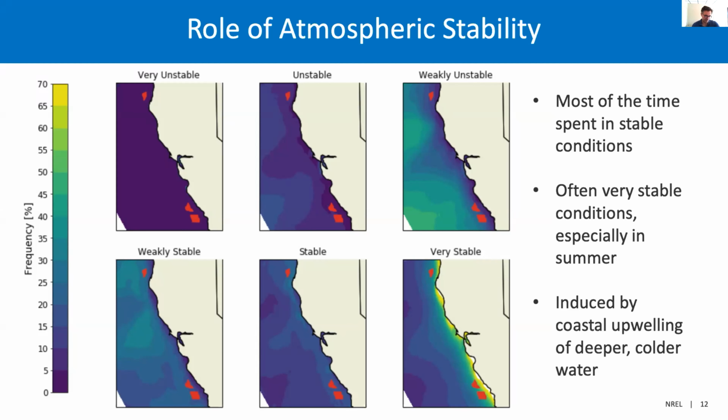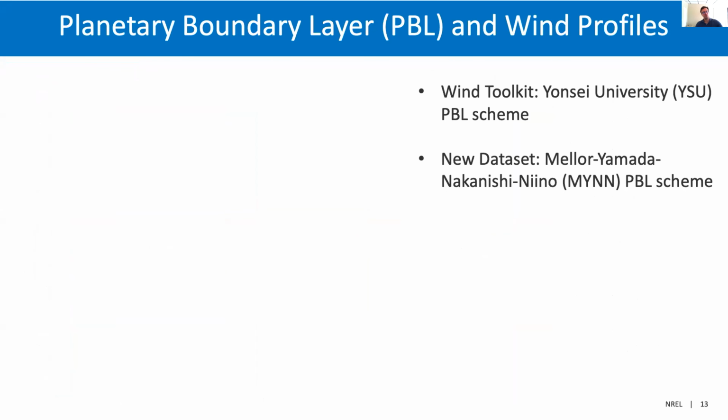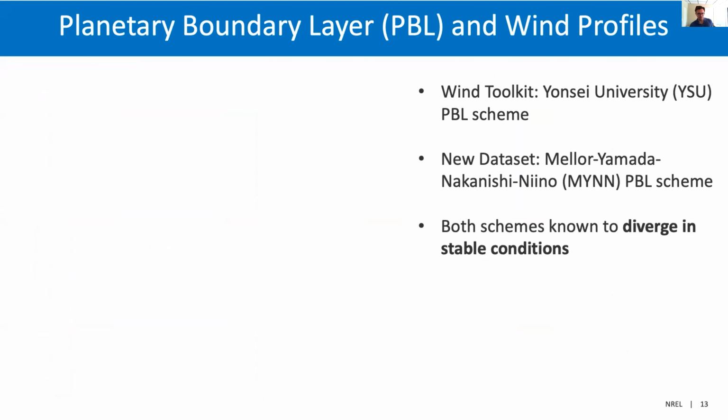So how WRF models that ends up being critical in explaining the difference between the wind toolkit and the new data set. I'm specifically looking at the planetary boundary layer, or PBL, schemes in WRF and how they account for wind profiles. I'm going to gloss over a ton here because we don't have a lot of time. Essentially, the old wind toolkit used a PBL scheme from Yonsei University, which was pretty popular and well used at the time, whereas the new data set is using the Mellor-Yamada-Nakanishi-Niino, or MYNN, PBL scheme. I don't have time to explain the differences between the two, but they are significant.